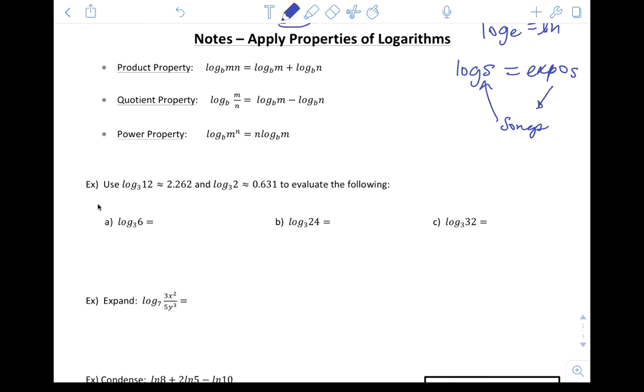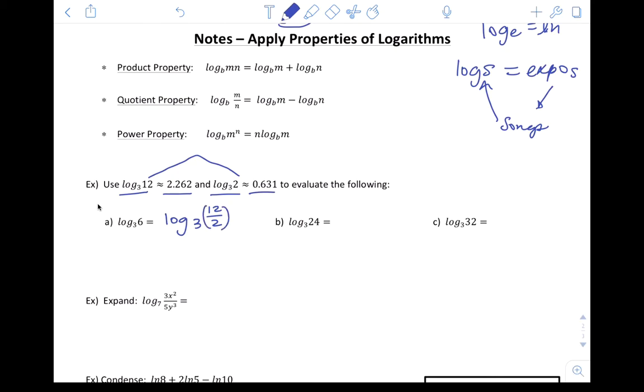Okay, so you're being told log base 3 of 12 is approximately 2.262. You're also being told log base 3 of 2 is 0.631. Evaluate the following. So how am I going to connect and evaluate for log base 3 of 6? Well, how do you connect 12 and 2? Can't you take log base 3 of 6 and instead write that as 12 divided by 2? Log base 3 of 12 divided by 2.